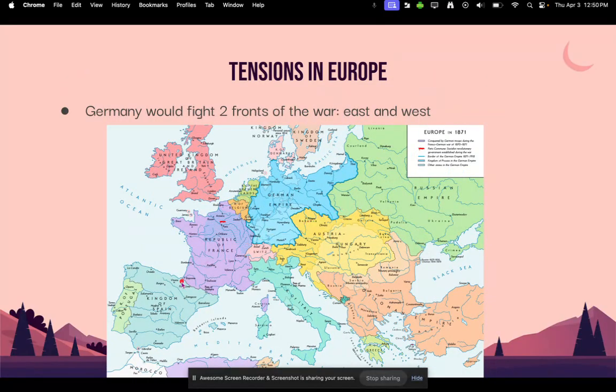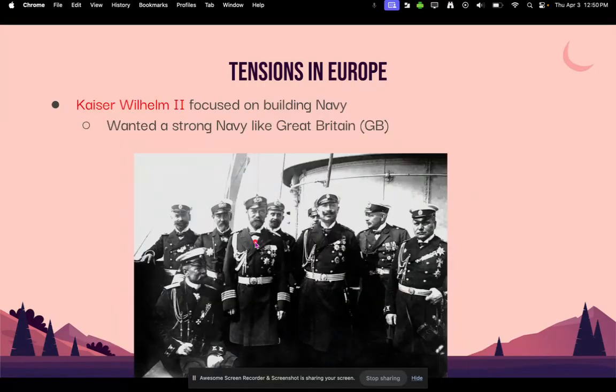Yeah, we'll see this happen during World War II as well. But Germany would not want to fight two fronts of the war. So, as you can see, France and Russia sandwiched Germany. So, Germany is right in the middle of the two. And for Germany to fight two different sides, so the east side and the west side, would be extremely difficult.